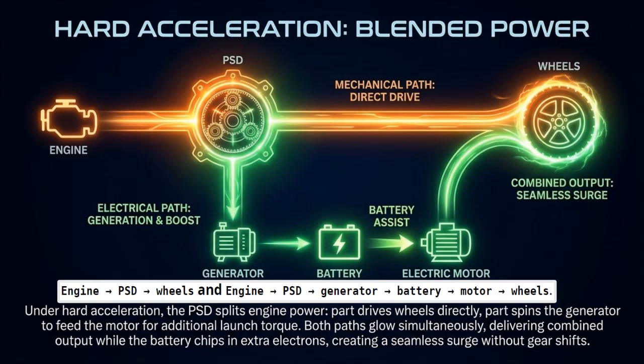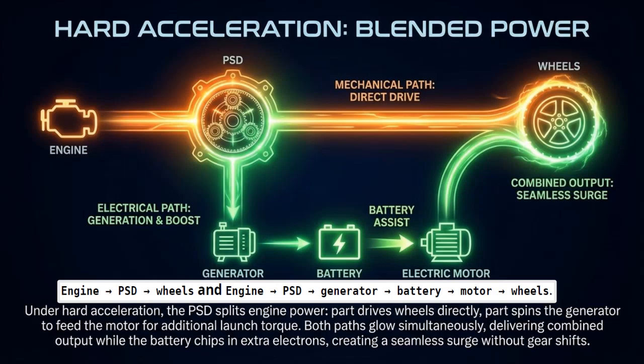Now let's talk about the series-parallel mode, which is the blended or power split mode where both paths are used. Engine power is split, which means a part goes mechanically to the wheels and a part drives the generator to charge the battery or feed the motor. The traction motor may provide additional torque.